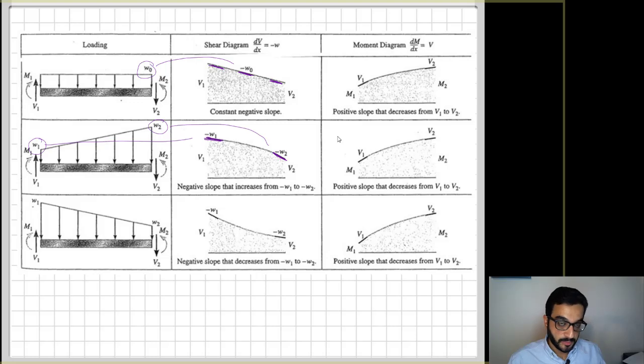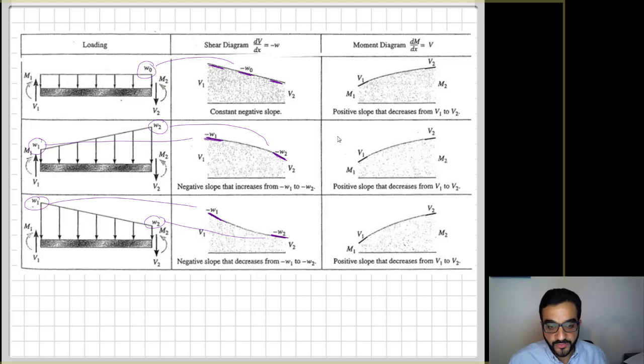If we look at the second beam, it's a different story. You start with a small value of load, and it's a distributed load that increases now from W1 to W2. W1 is a small value, so this means that it's a small slope value. Remember, W is positive, so it's a small negative slope for the shear. And then this negative value of the slope increases more, so it becomes more and more negative slope. So this makes it parabolic, and the shear curve here goes down.